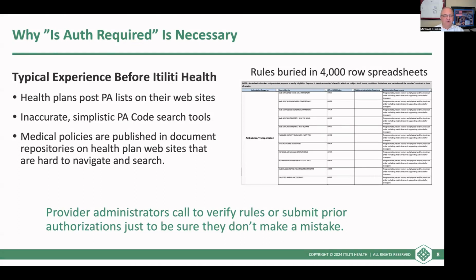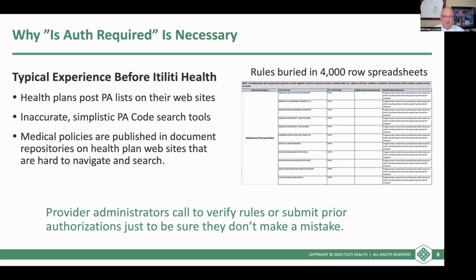Another challenge of the tools that payers publish is that they'll put their medical policies out on their website in a document repository and essentially require the provider, if they want to see what the rules are for a particular prior auth, what the clinical requirements are, to go to that document repository and search through thousands of documents, maybe using a general text search, to find the right one that applies for that specific date range for that particular member. All in all, these tools are really difficult for the provider administrators to use.